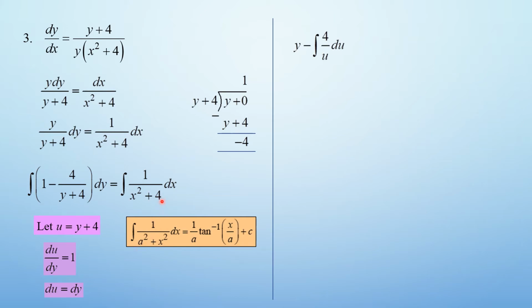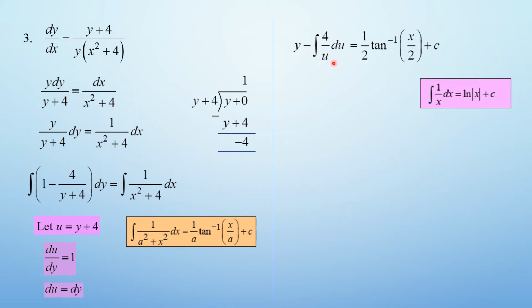So the answer for this integral will be 1 over 2 inverse tangent of x over 2 plus a c. Okay, so notice that we have already done with this integral. It's very straightforward. You just have to apply this formula given in the table of integrals. Now we still have to complete this integration.